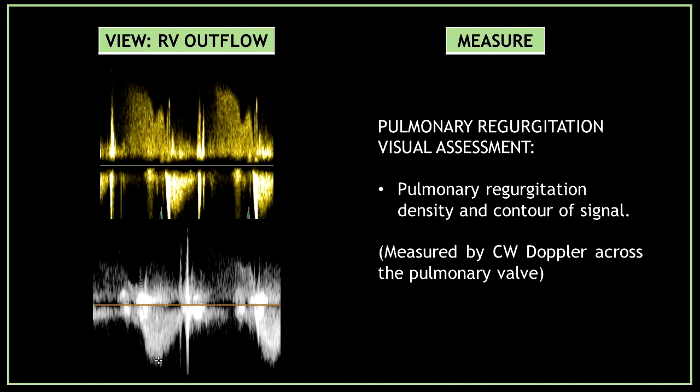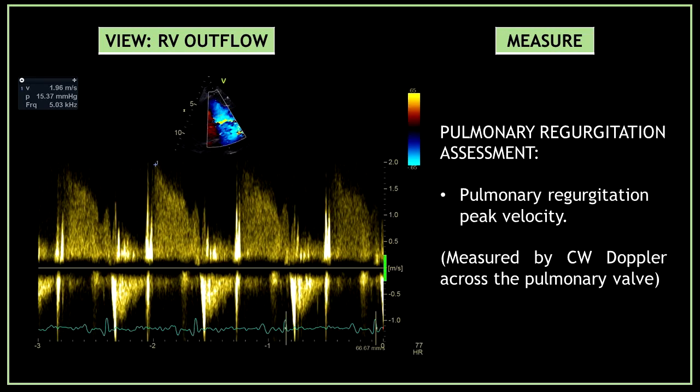After analyzing the forward flow, now you can do a visual assessment of the pulmonary regurgitation. Check the pulmonary regurgitation density and contour of signal. This is measured by the continuous wave Doppler across the pulmonary valve. Now I'm going to show you a few measurements you can perform in order to assess the pulmonary regurgitation.